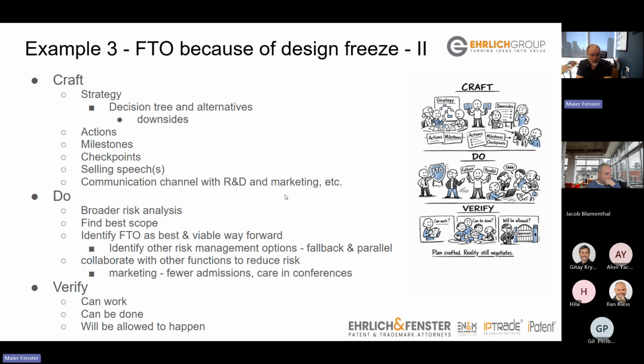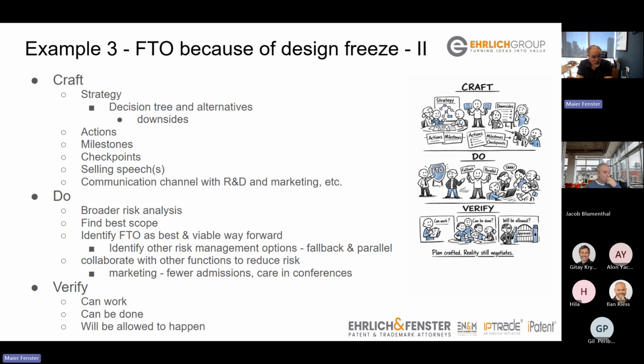Done all of that, we put together a strategy. And part of the strategy in this case would be a decision tree. If this happens, we go here. If this happens, we go there. Here are alternatives. It includes what actions you're going to do. It includes milestones, checkpoints, selling speeches. You're going to have to convince people to do all sorts of things you want them to do. And of course, you need full cooperation of R&D and marketing. So you have to put together the right kind of communication channel.